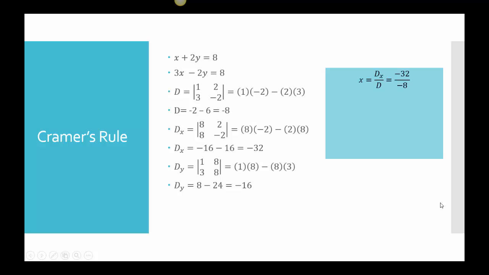So to get the answer, I'm going to start with x. I take my value of dx, and then I divide it by d. So I have negative 32 over negative 8. Big surprise, it's 4. All right, same thing for y. I take dy, which we said was negative 16. I divide it by the d, which is negative 8, and we get 2. So that's awesome. Again, we got the same thing. We got the 4, 2, and we can see there are a multitude of ways to get there.